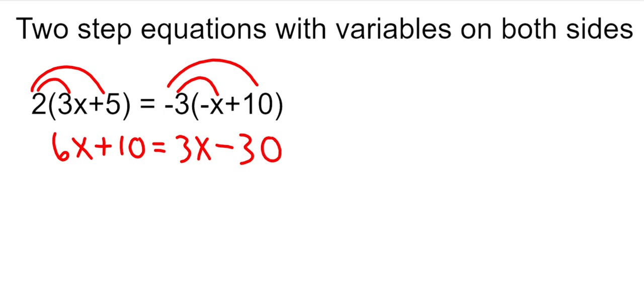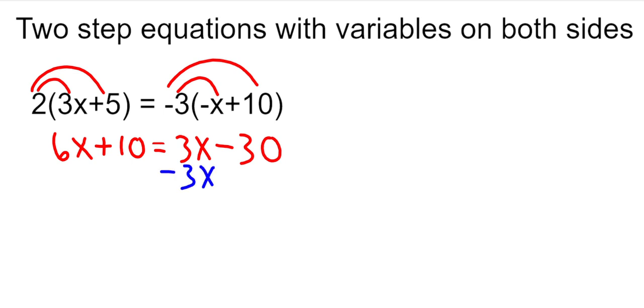Since we have a variable and a number on the left and a variable and a number on the right, we need to get all of our variables to one side and all of our numbers to the other side. It doesn't matter which way we do it or what number we use first, but I like to work with my x's first. So let's take 3 x's from both sides.